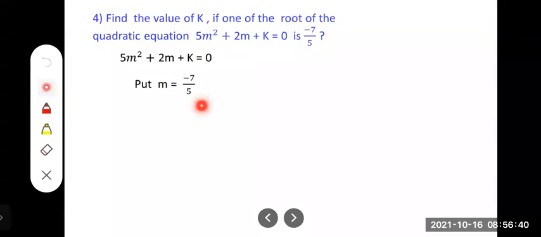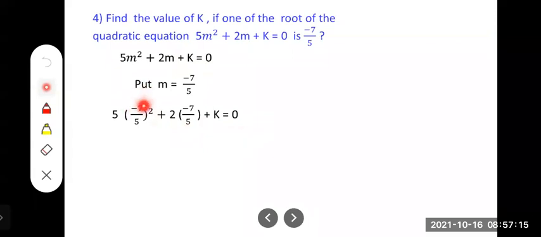Clear, children? Yes. Now see, 5 I have written like that, and instead of m, I have substituted minus 7 upon 5. Here the square is there, so I have put the square: minus 7 upon 5, the whole square. Then write this plus sign over here, 2, then again this m value, minus 7 upon 5, plus k equal to 0. Clear, children? Now we have to do the simplification.